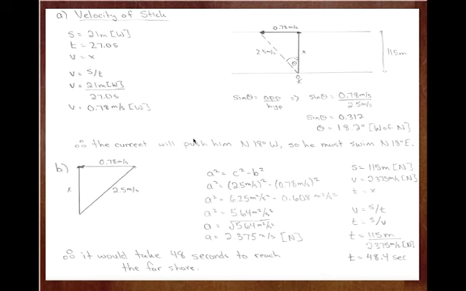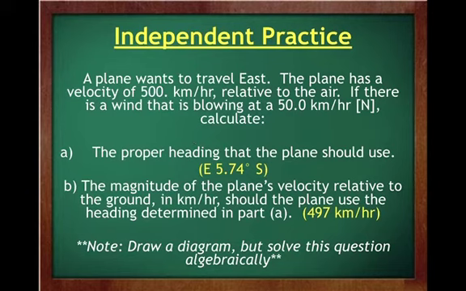Now, where were we here? Yeah, so here in independent practice, right? So here, what we end up looking at is a plane, okay? In this one, we're back to a plane. So the plane wants to travel east. The plane has a velocity of 500 kilometers per hour relative to the air, right? So if we're thinking there's no wind pushing it anyway, it can travel at a velocity of 500 kilometers per hour. But if in this situation there is a wind that's blowing at 50 kilometers per hour north, calculate the proper heading that the plane should actually use.